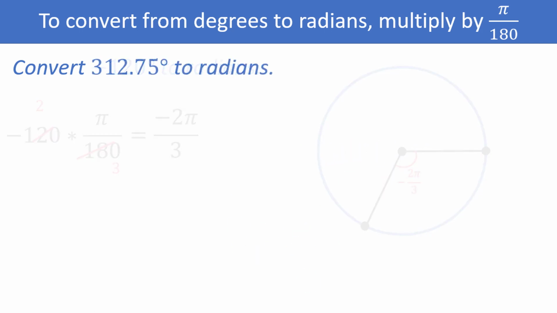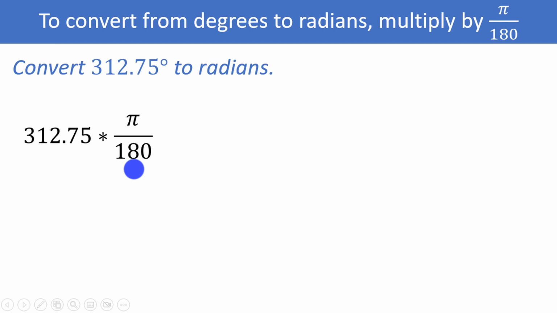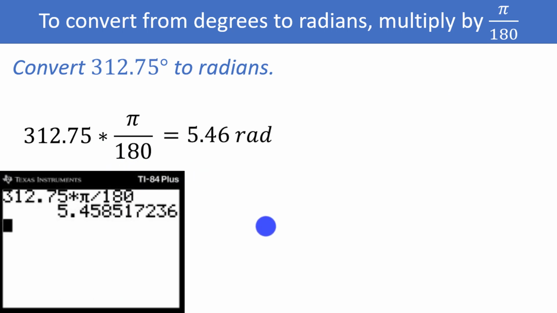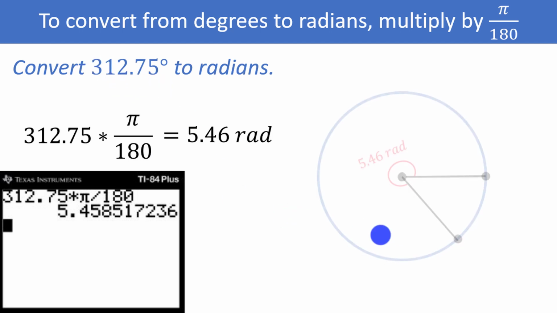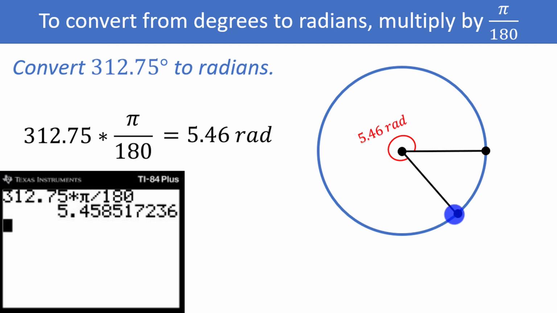Okay, let's try one more. Convert 312.75 degrees to radians. So multiply by pi and divide by 180. And if we type that into our calculator, we will get about 5.46 radians. We can't really reduce anything here. Okay, so this is a relatively large angle, 312.75 degrees. This is going to be most of the way around the circle. It's going to be all the way around here. This is the angle shown here, and that is 5.46 radians.